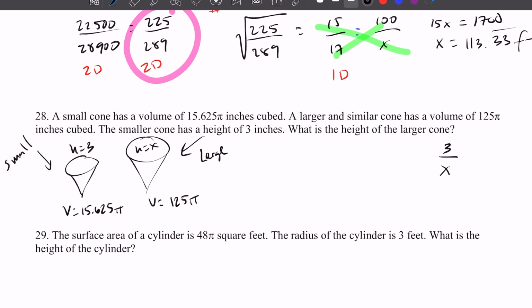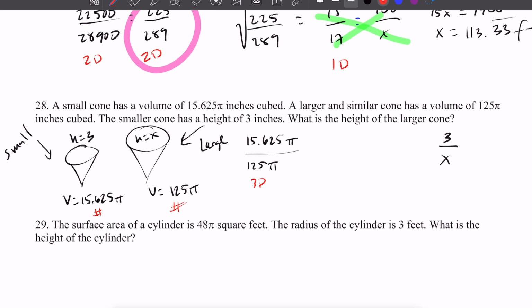The only thing that we have that is a number over a number is our ratio of volumes, aka our three-dimensional ratio here. So let's do small over large, right? So small over large is 15.625 pi over 125 pi, and this is my three-dimensional ratio because we took both of these numbers from the volumes here.